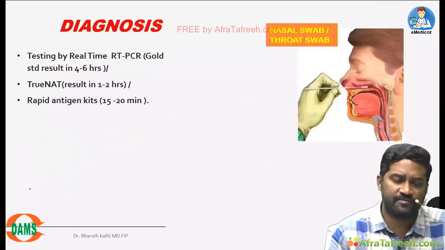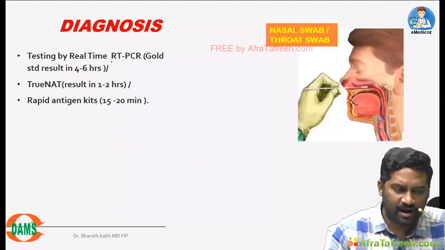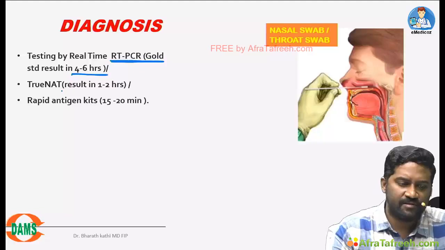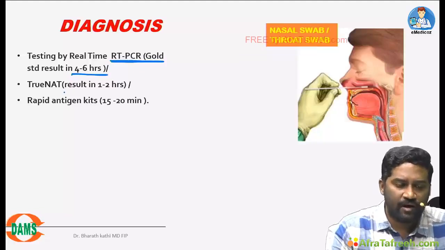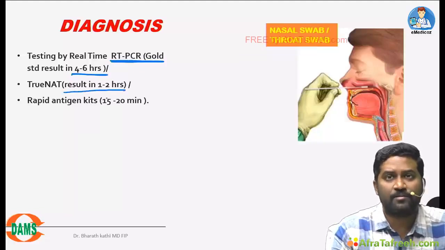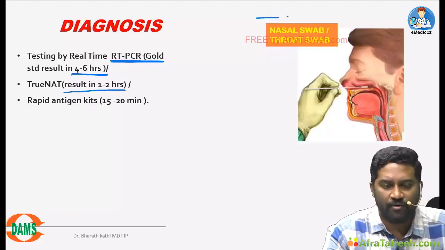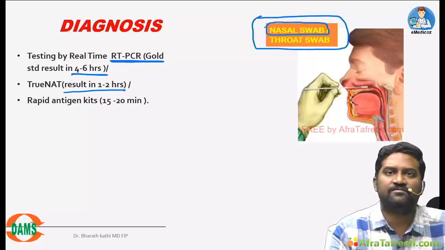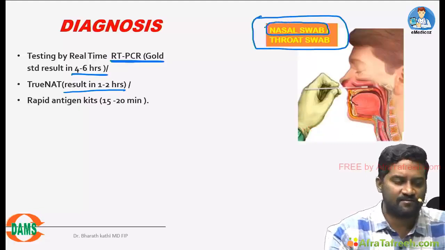Coming to diagnosis, the gold standard will be RT-PCR, polymerase chain reaction. The result you will get in 4 to 6 hours. Whereas, Indian technology, you have TrueNAT. TrueNAT is also a molecular assay. You get the result in 1 to 2 hours. And for all this, we go either for nasal or throat swab. When compared to throat swab, in the nasal swab the yield is more. So preferred is generally nasal swab.